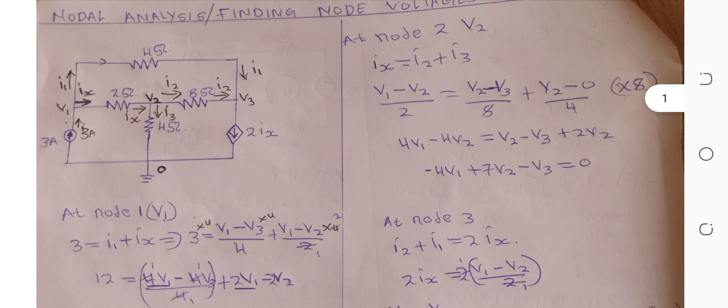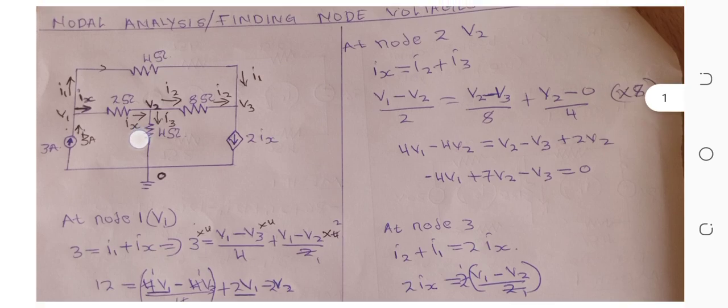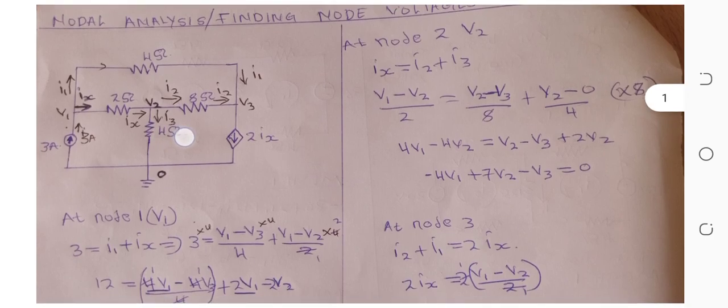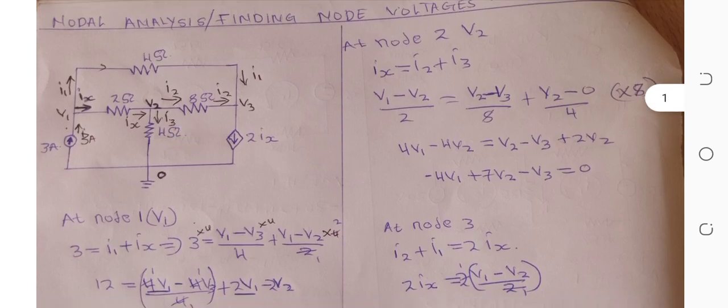Then we have I3 coming down towards the 0 or the reference node. So at that point we have V2 minus 0 all over the 4 ohms that are over here. Having that, we multiply by the LCM. We have our LCM as 8, so we multiply all through by 8.